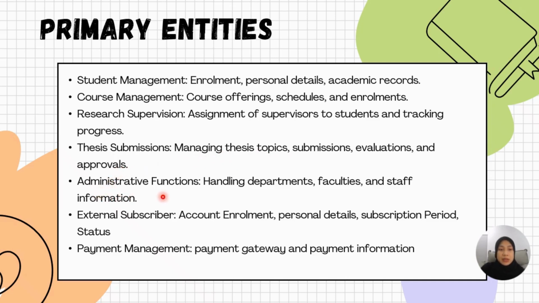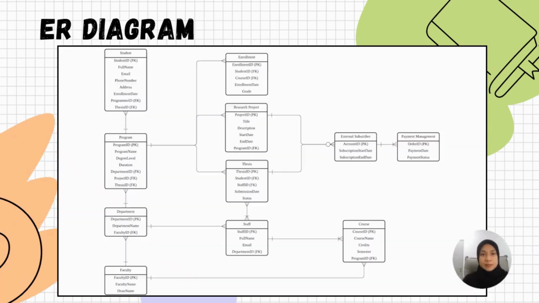And then we also have administrative function, which handles department, faculty, and also staff information. Number 6, we have external subscribers, which inside the table we have account, enrollment, personal details, subscription period, and also status. And lastly, we have payment management, which covers payment gateway and also payment information.